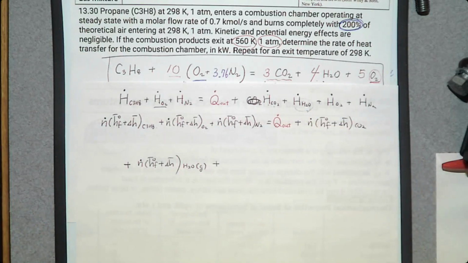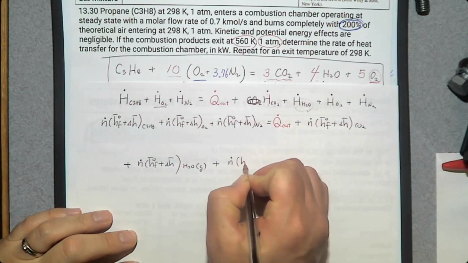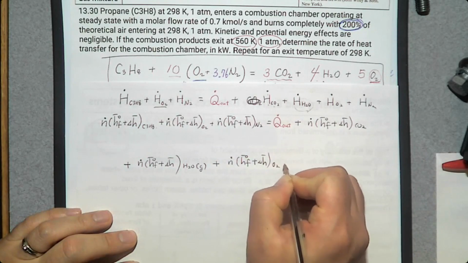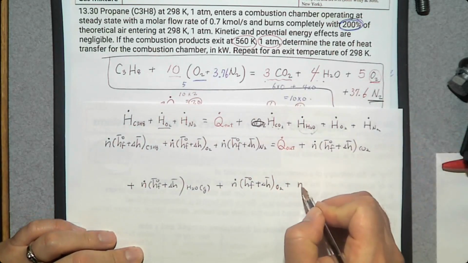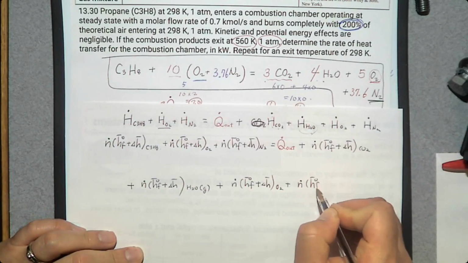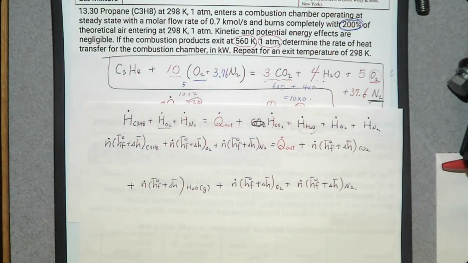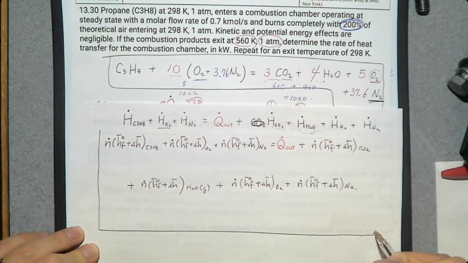Then what comes next? We did water, and now we have oxygen. Plus, and that times the enthalpy of formation plus delta H bar. This is for oxygen. Plus, we have nitrogen. And that, the enthalpy of formation plus delta H bar. This is for nitrogen. So this is the energy balance equation.